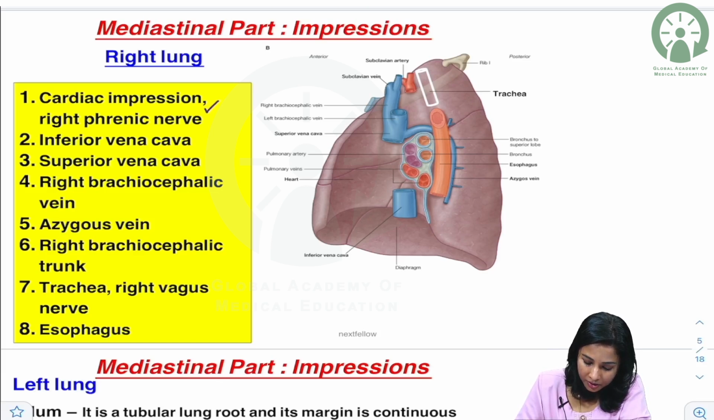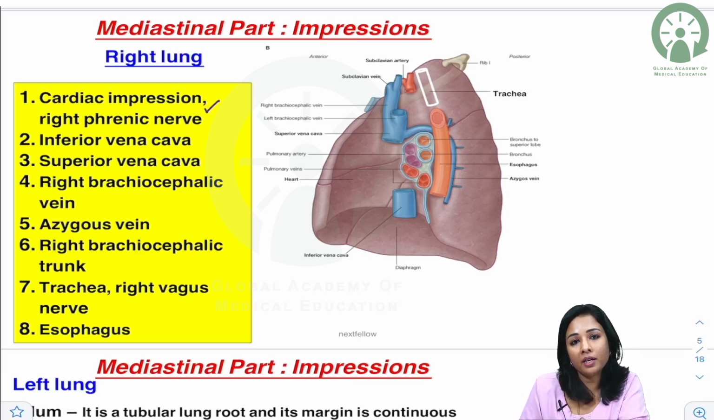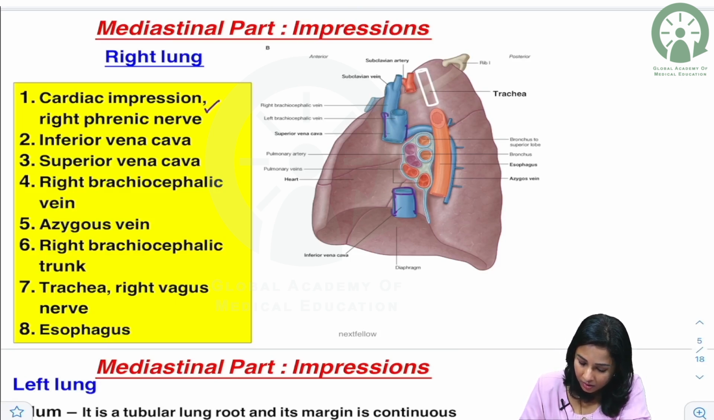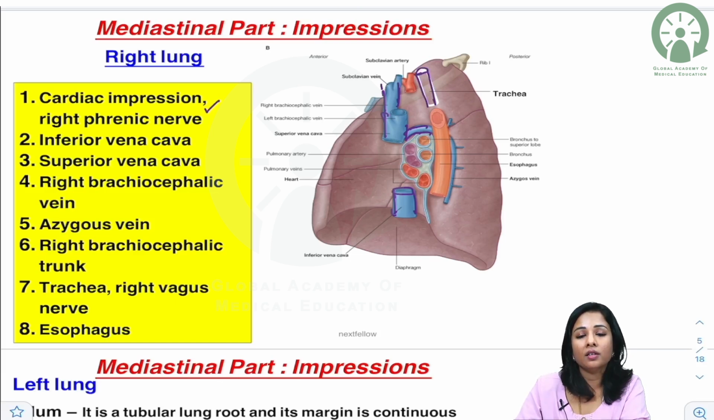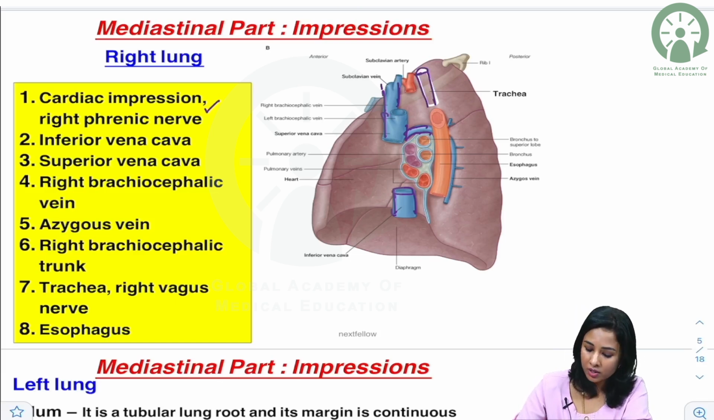So the cardiac impression is formed by the right atrium and a little part by the right ventricle, and we see the inferior vena cava, the groove for the inferior vena cava, then the formation of the superior vena cava and termination of the azygos vein into the superior vena cava, and the right brachiocephalic trunk, and the trachea, which bifurcates at the level of the sternal angle or the Louis angle. We can also appreciate the esophageal impression made by the esophagus. So here is the esophagus.